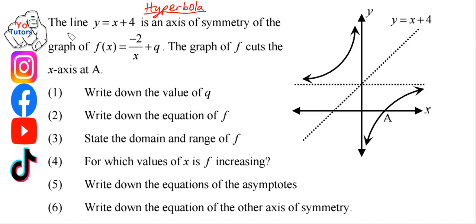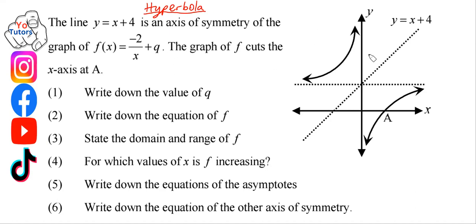So today we are looking at a hyperbolic function question. It reads: the line y equals x plus 4 is an axis of symmetry of the graph of f of x equals negative 2 over x plus q. The graph of f cuts the x-axis at A.